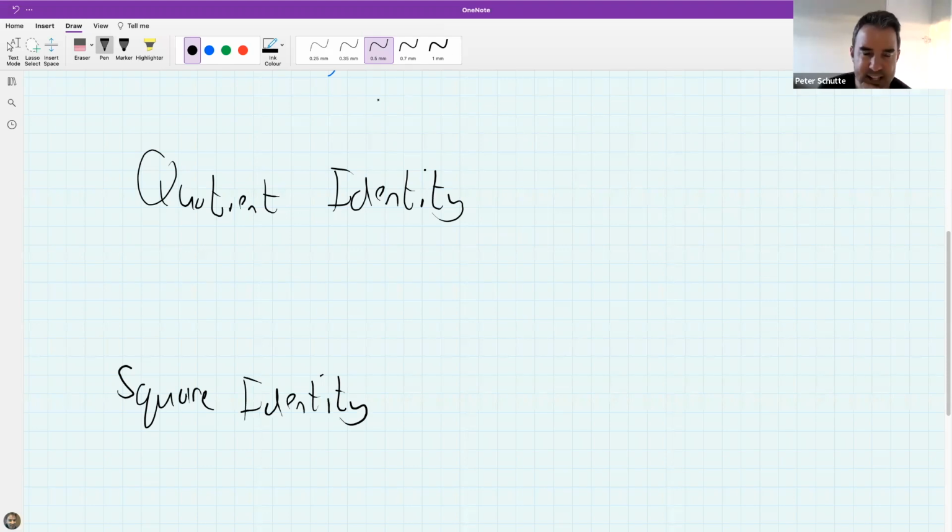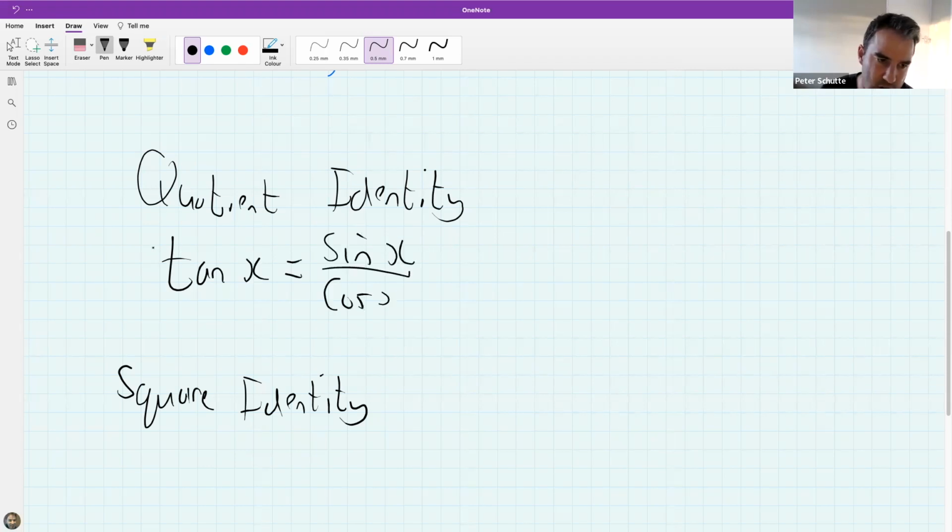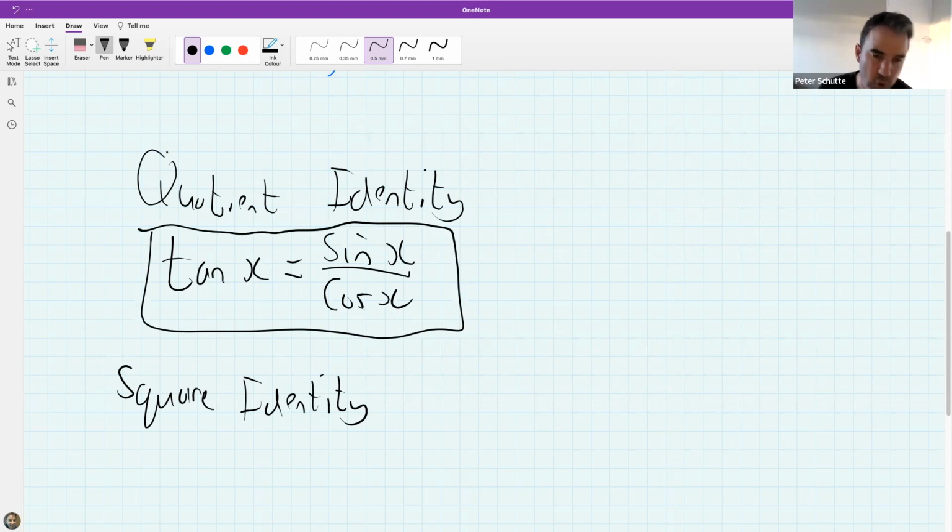Does anybody have any ideas, or maybe they've heard it in class? What do you think it's going to be? So the quotient identity is normally something like when you have tan of x, and you can write tan of x as the sine of x over the cos of x. That's called the quotient identity because you've got something divided by something, or you've got a quotient. You've got division. So this is something which is generally true in trigonometry, and we use it all the time. I see Paul has got that.